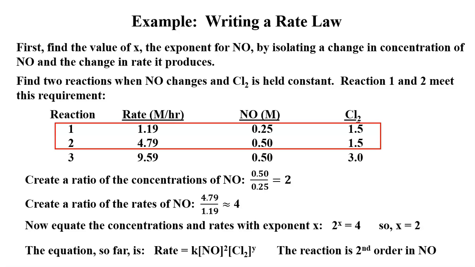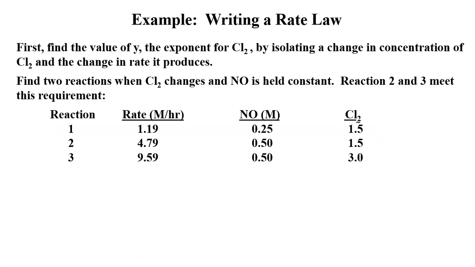So the equation so far is rate equals K, NO, and now we can substitute X with the number 2 that we calculated for X, times Cl2 raised to the Y. We still haven't figured out what Y is yet. So this reaction is second order in NO. Now the change in chlorine on the rate: first find the value Y, the exponent for Cl2, by isolating a change in concentration of Cl2 and the change in the rate it produces.